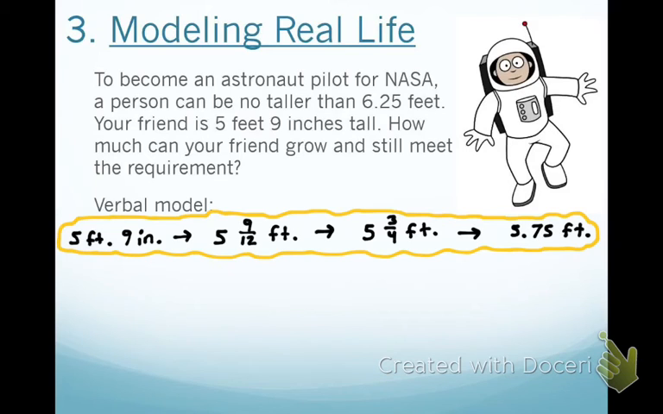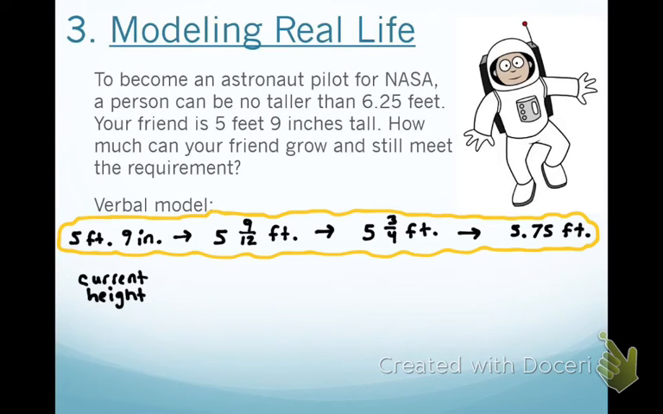All right, so now what it's asking us is to come up with a verbal model. Whenever we have verbal models, we're going to start with what it gives us at the beginning. So write this down for me, please. We're going to start with the current height. Remember, all a verbal model means is we're using words to describe what we're doing.